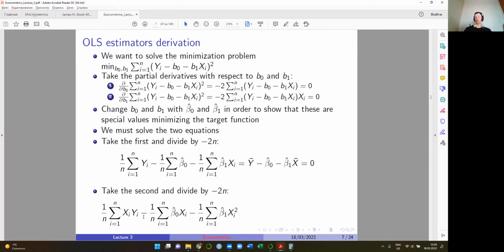So beta 0 goes out of the summation sign, and we have the sample average of x. And here we have beta 1 multiplied by xi squared under the summation sign. Beta 1 goes out of the summation sign because it's a number, and we have the sum of xi squared, which, divided by n, gives us the average of x squared.